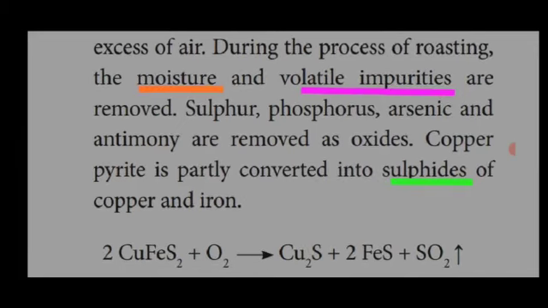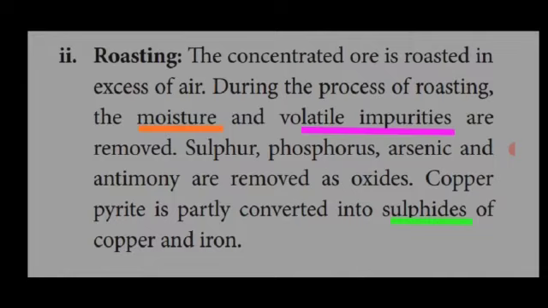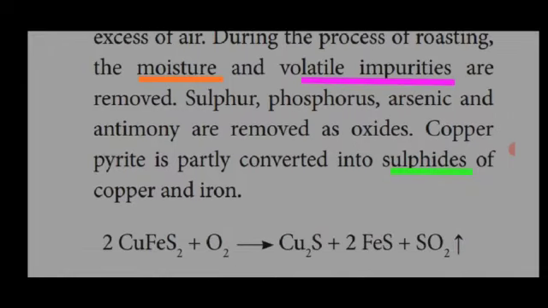Sulphur is easily converted into sulphur dioxide. What is the formula of sulphur dioxide? SO2. This is the roasting process. In this roasting process, moisture and volatile impurities are removed.